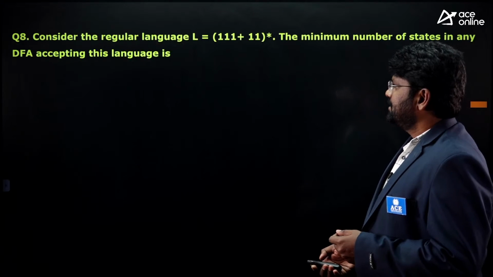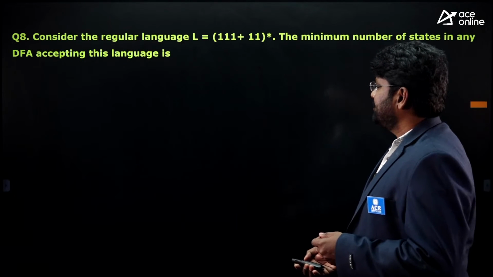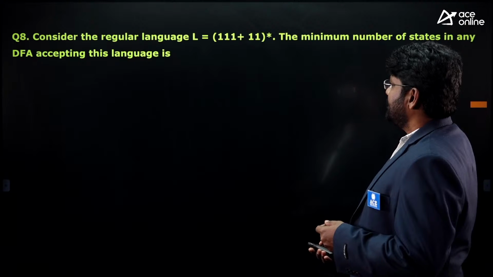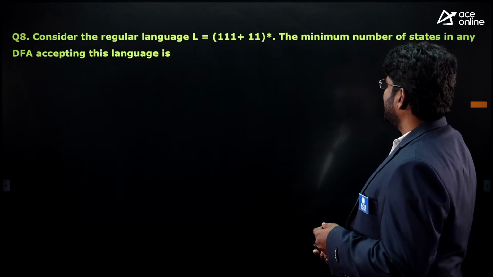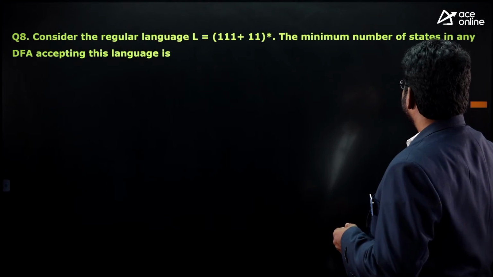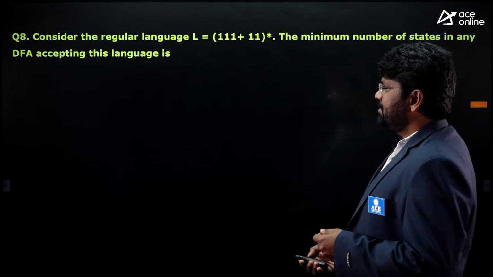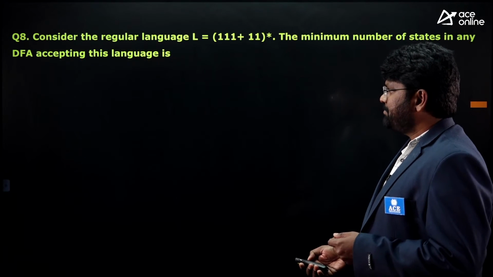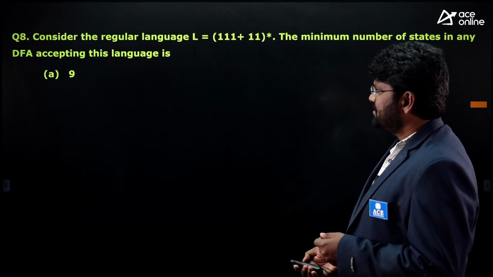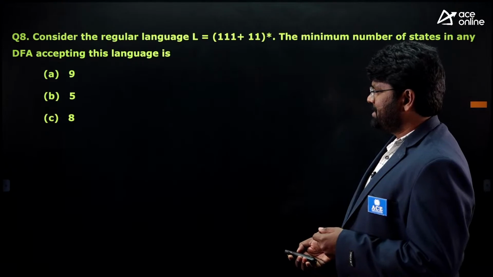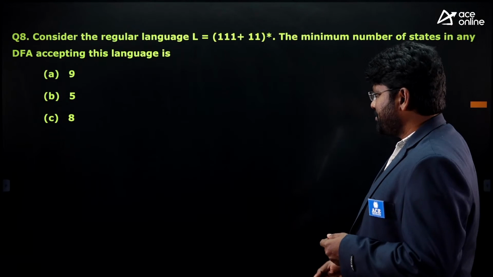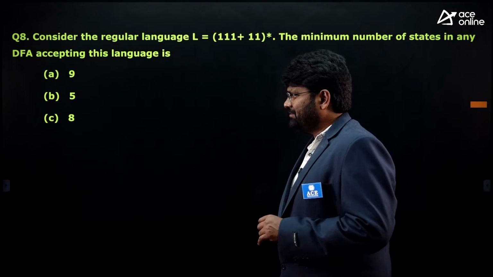Look at the problem statement in the regular expression concepts here. Consider the language L equal to (111 + 11)*. The minimum number of states in any DFA accepting this language is: option A 9, option B 5, option C 8. Option D I am not dropping here.